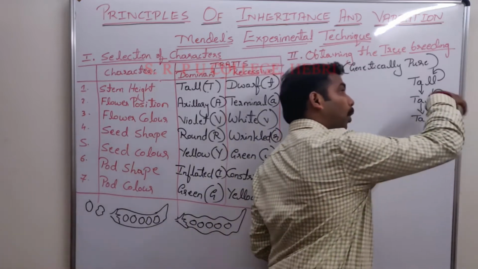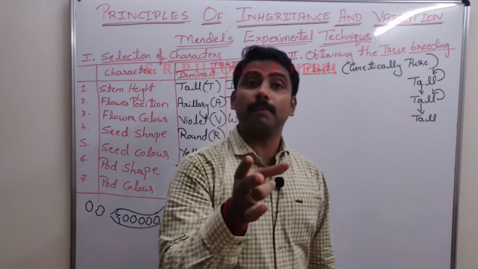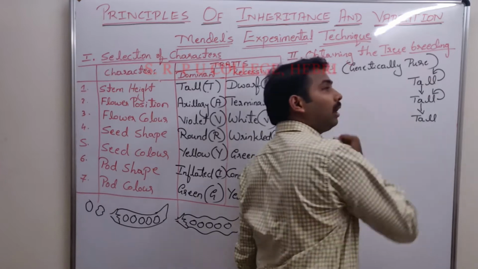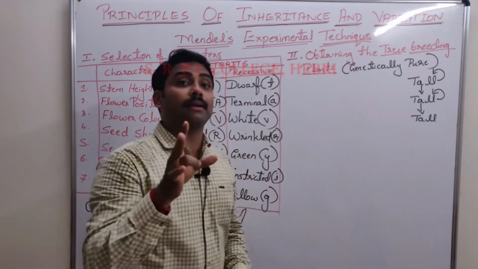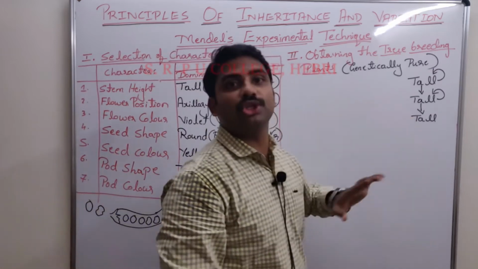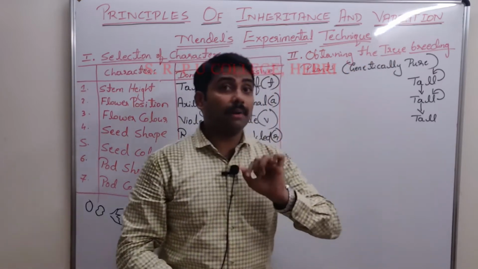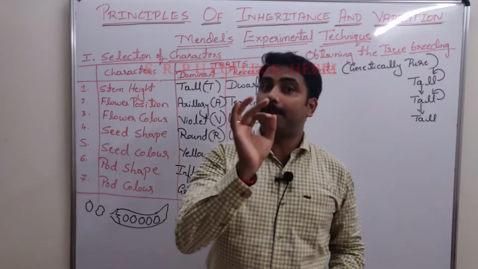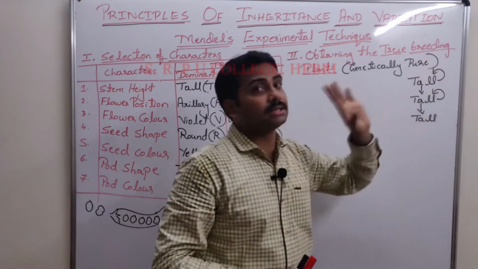When self-pollination happens again, it will show stable trait inheritance. The same trait, the tall nature, will be inherited. Stable trait inheritance to the successive generation is called a true breeding plant. 1 mark, very important question. Can you recall the definition once again? A plant upon undergoing continuous self-pollination.